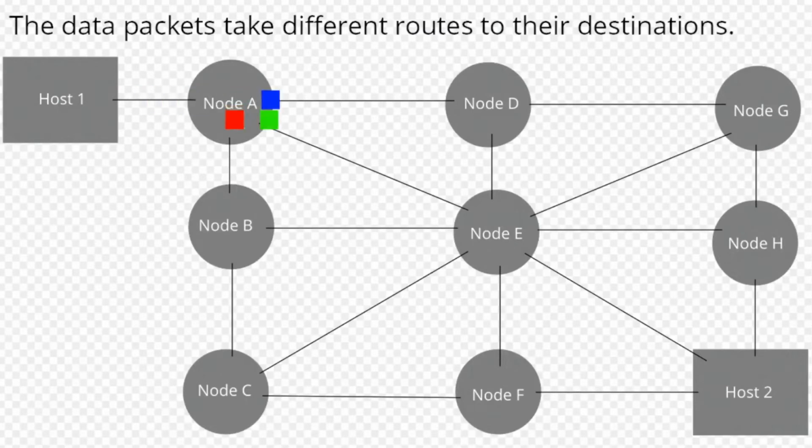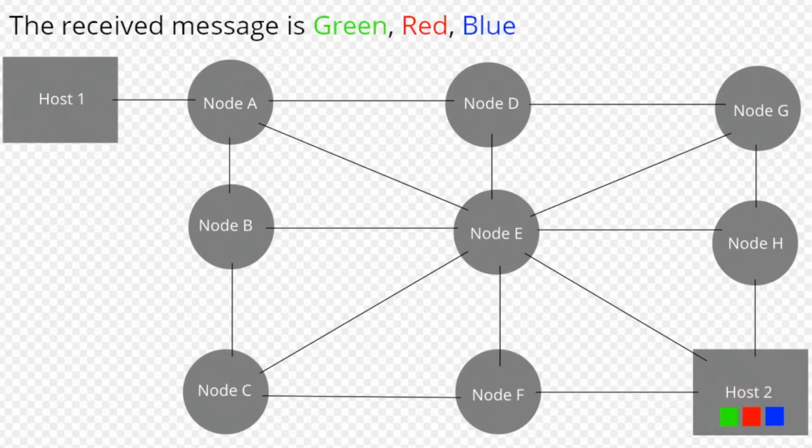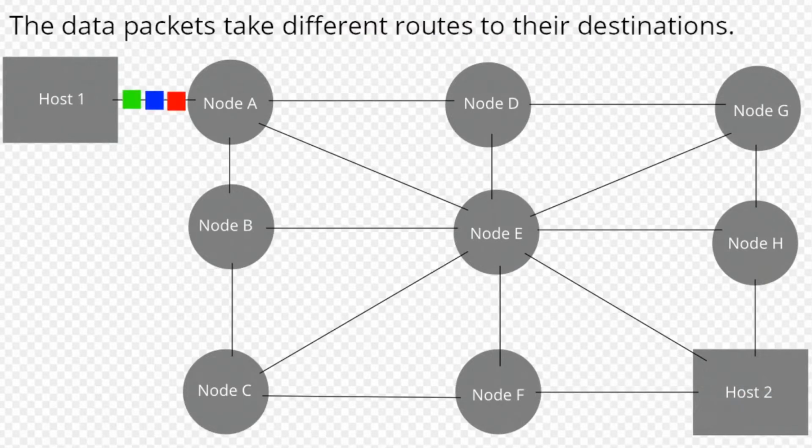This animation will show you what packet switching can look like. We're moving from host 1, that's the sender, in the upper left-hand corner, to host 2, that's the receiver, in the bottom right-hand corner. We have data represented in green, red, and blue blocks, and those blocks can represent packets. So those packets are being moved from one node to another.